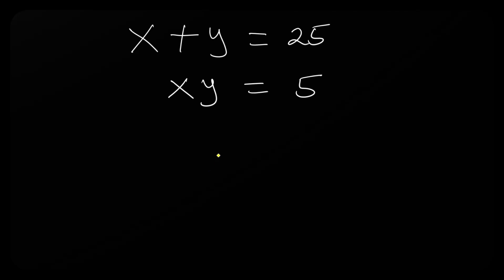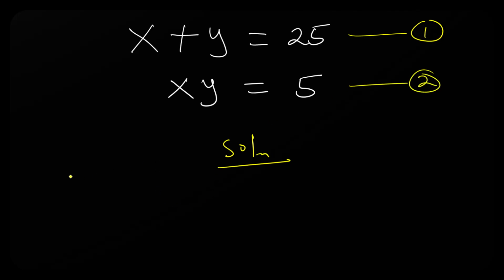Let's solve for x here, given x plus y equals 25 and xy equals 5. Okay, so let's label the first one as equation 1 and the second one as equation 2. So let's make one of the variables from equation 1 the subject. So from 1, I want to make y the subject.